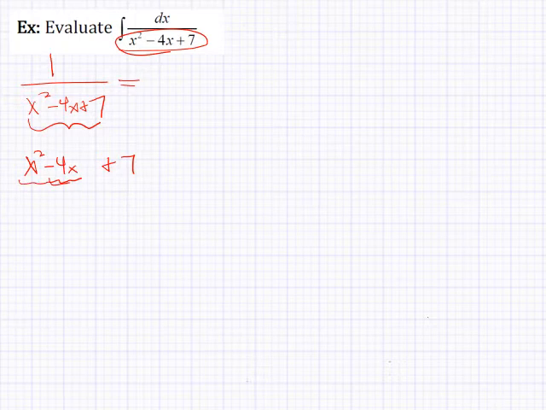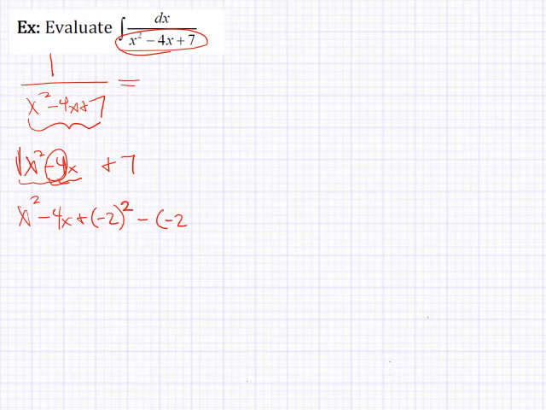So if I look at this, I have a 1 in front of the x squared. I take this and I'm going to divide it by 2, which is going to give me negative 2. So I have x squared minus 4x plus negative 2 squared. Now if I added negative 2 squared, I'm also going to subtract negative 2 squared. And then I still have the plus 7. In the previous example, this was a plus 4, but it doesn't really matter whether it's positive or negative. You work it the same way.